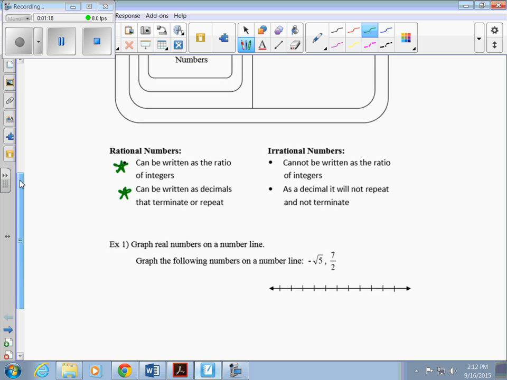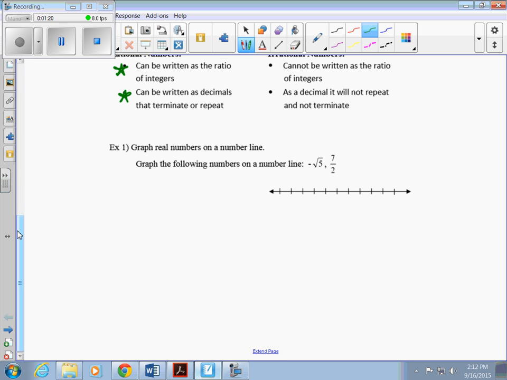So when we look at example 1, our goal is to graph these numbers on the number line. For us to graph them, we have to remember that the bigger numbers are always to the right and the smaller numbers are always to the left, with, again, our positives to the right and our negatives to the left. The first thing that I would recommend doing is putting these numbers into decimal form.